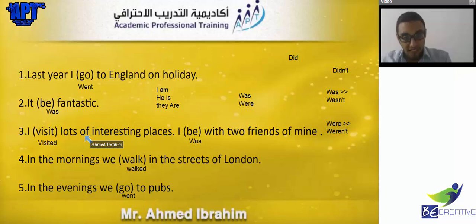Last week I visited lots of interesting places. If I want to make it negative, I say last week I didn't visit. So I use didn't with all the verbs in the world except verb to be. If the main verb in the sentence is verb to be, I use the same verb for the negative. So for example here, it was fantastic. I will not say it didn't was or it didn't be fantastic. I will simply use was for negative. So I will say it wasn't fantastic.